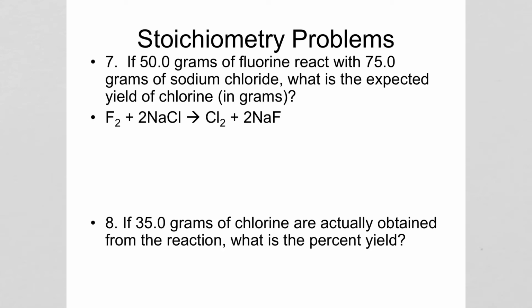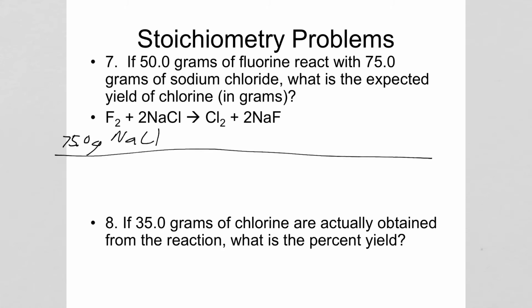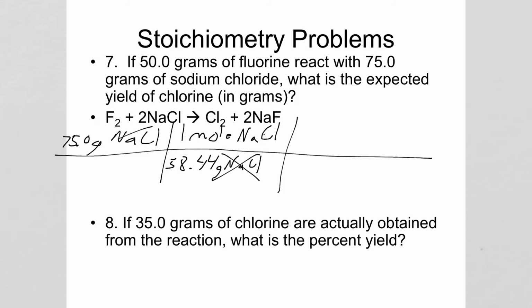All right, so now we're going to take the limiting reactant, sodium chloride, 75 grams of it, and we're going to use that to determine how much chlorine we should be able to produce. So as always, we're going to convert from grams to moles first. So we'll put the molar mass of sodium chloride down here on the bottom, 58.44 grams. That's equal to 1 mole, which we'll put on the top. Grams of sodium chloride cancel out.